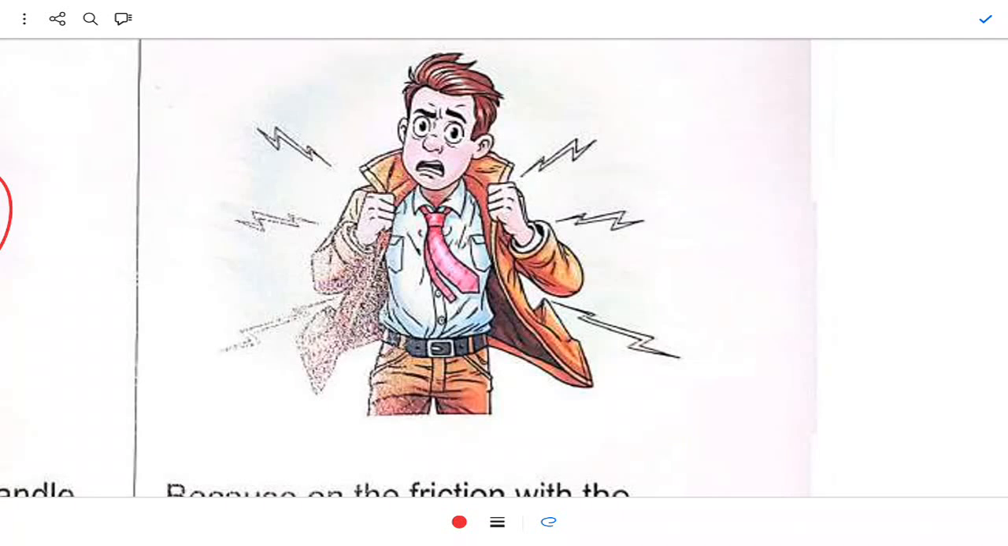When you wear woolen clothes, there will be friction in the woolen particles. This friction will form a charge, and while you are taking off your clothes, this charge will be discharged.